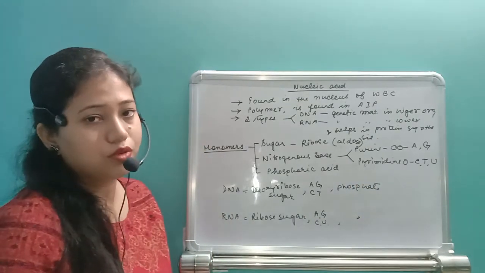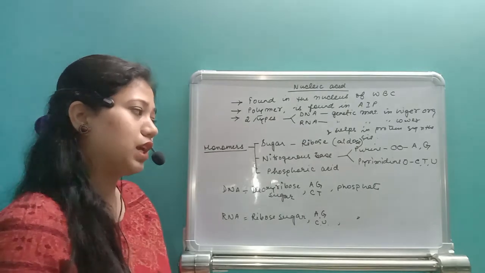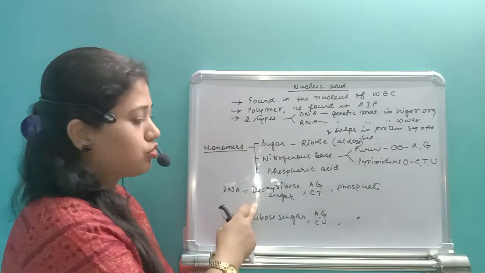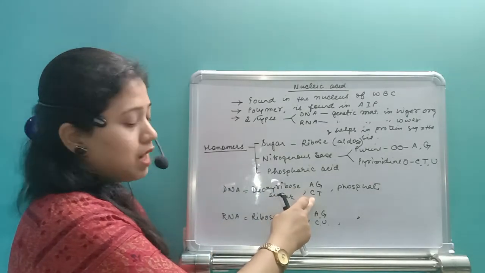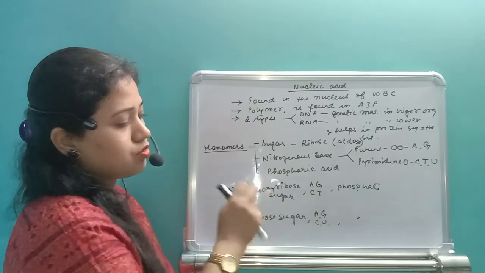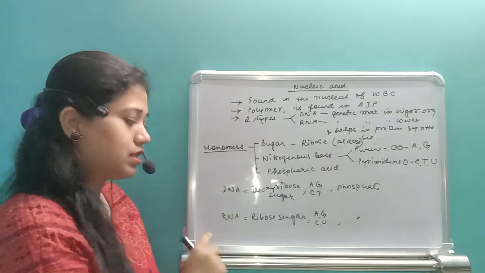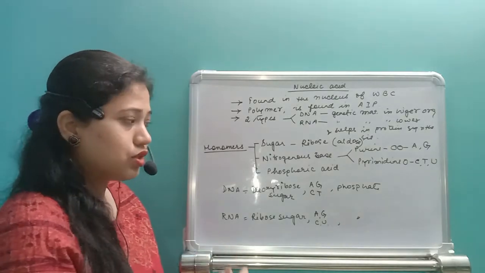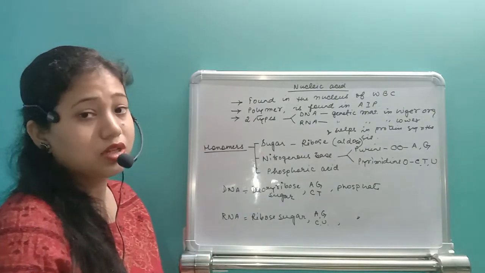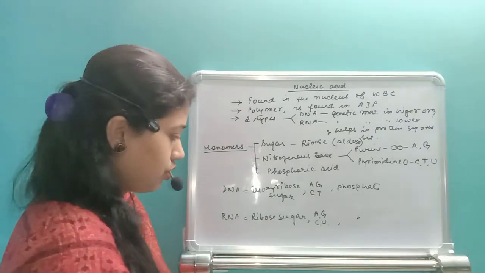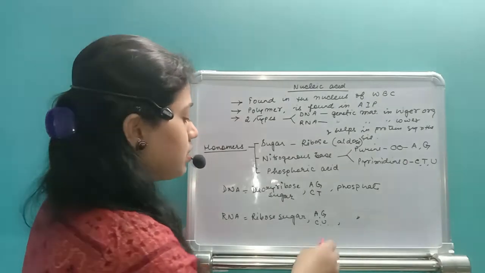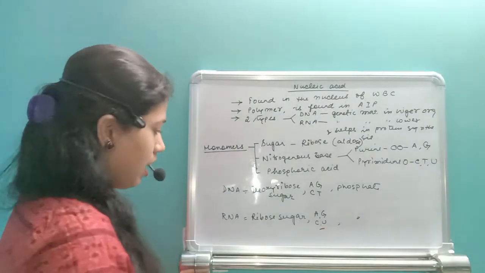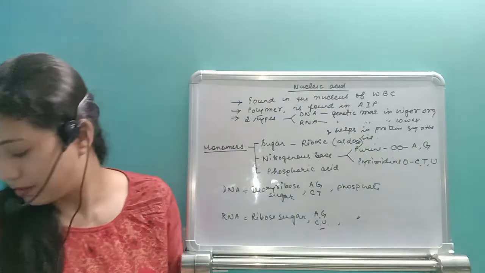So these are the components of DNA and RNA. In DNA we have deoxyribose sugar, the nitrogenous bases adenine, guanine, cytosine and thymine, and a phosphate group. In RNA, the sugar is ribose sugar, and the nitrogenous bases are adenine, guanine, cytosine and uracil. This is different. And the last one is the phosphate group, which is common to both DNA and RNA. After that, let's move to the next part.